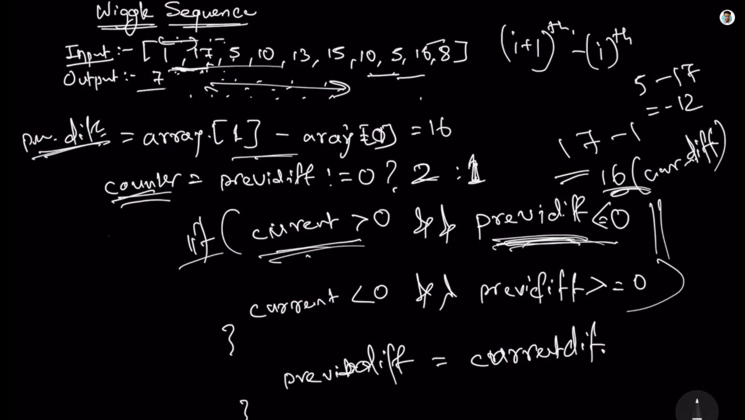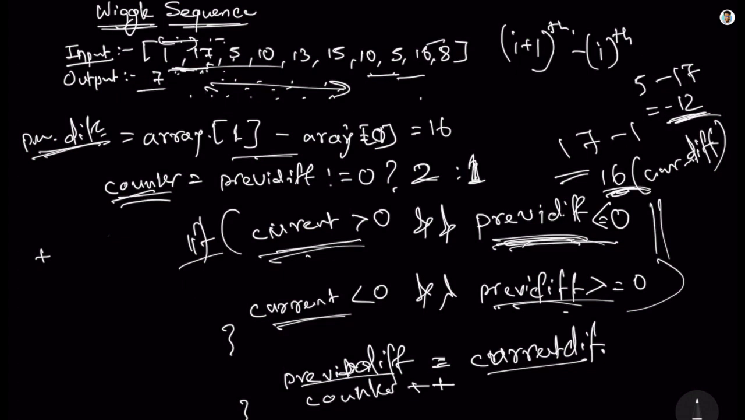So when it was 16, we didn't do anything because both were positive. Now when it is minus 12, we know the current difference is smaller than 0 and the previous difference is greater than 0. In that scenario, we will get into the if statement. We will increment the counter with plus plus, and the previous difference is going to be equal to the current difference because we are now making the previous difference negative. So first it was positive, then it became negative. Our previous difference became negative with the value minus 12 itself.